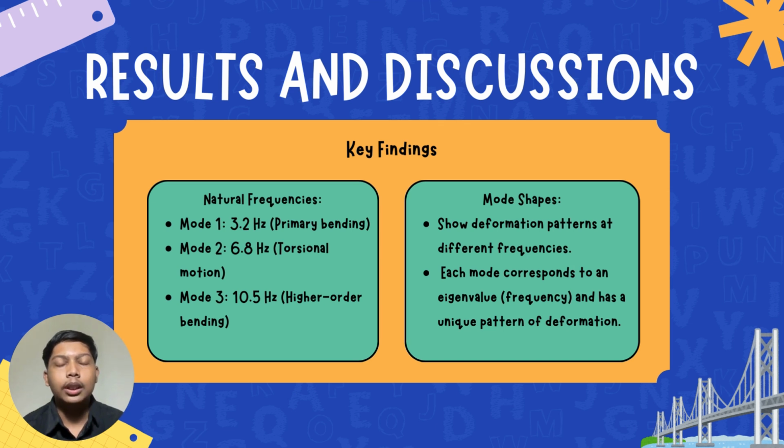For example, in our analysis, we identified three key modes. Firstly, mode 1 at 3.2 Hz. This represents primary bending where the bridge moves like a single wave. Secondly, mode 2 at 6.8 Hz. This is torsional motion where the bridge twists. And lastly, mode 3 at 10.5 Hz, a higher order bending mode with more complex deformation.